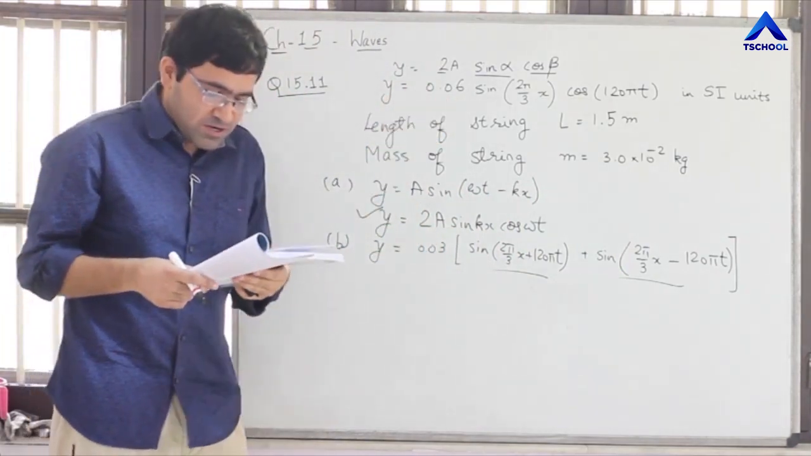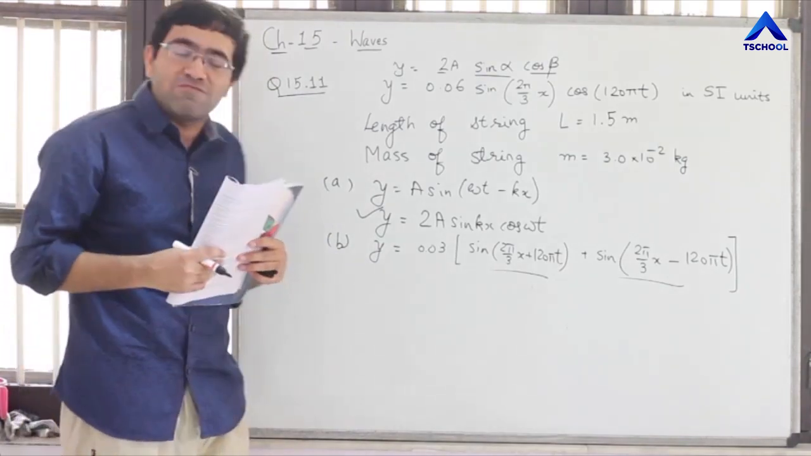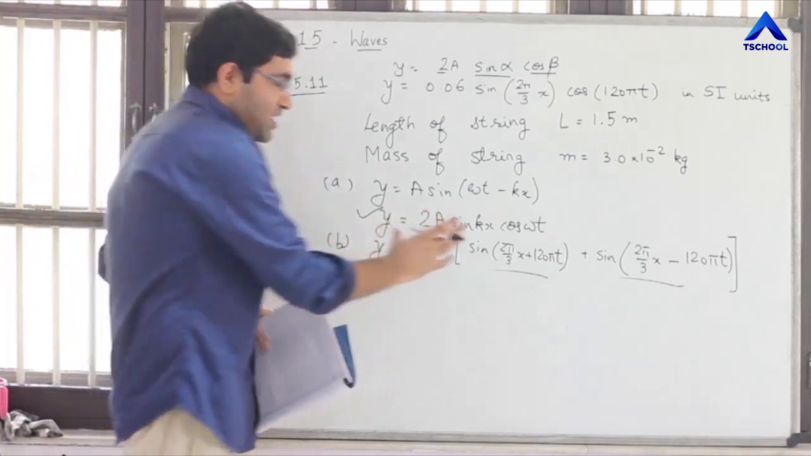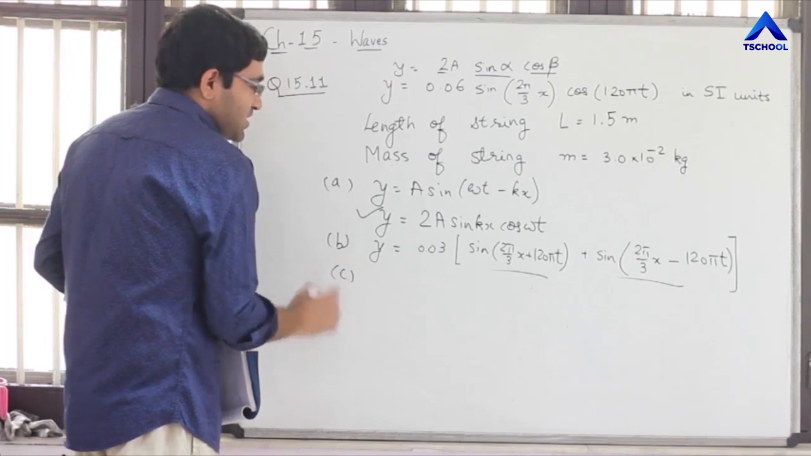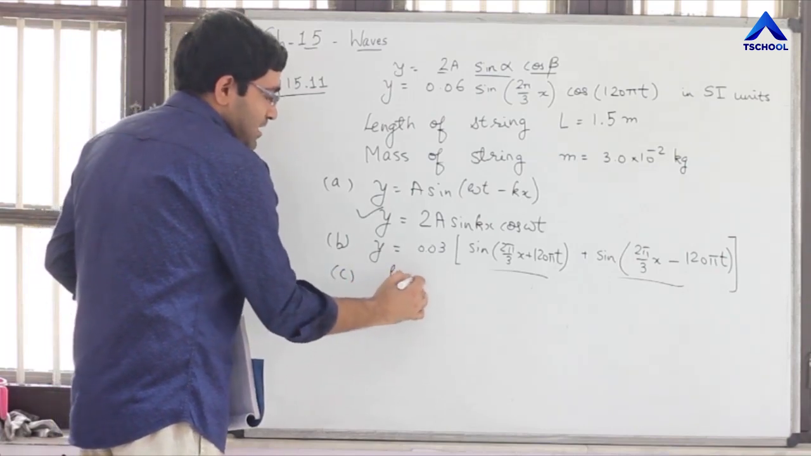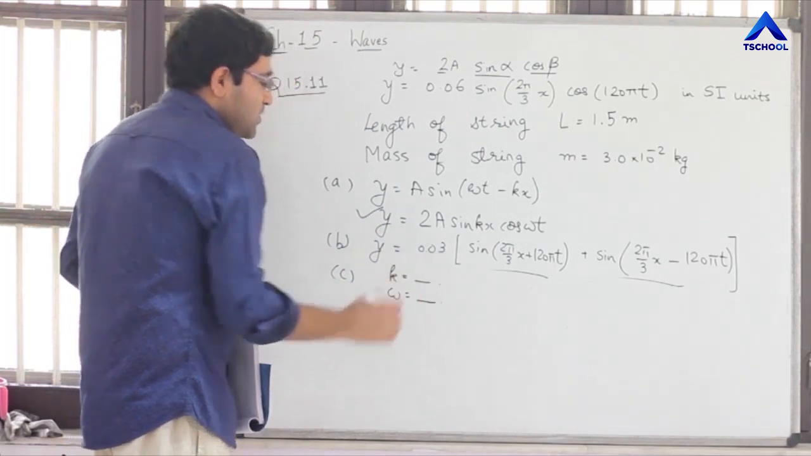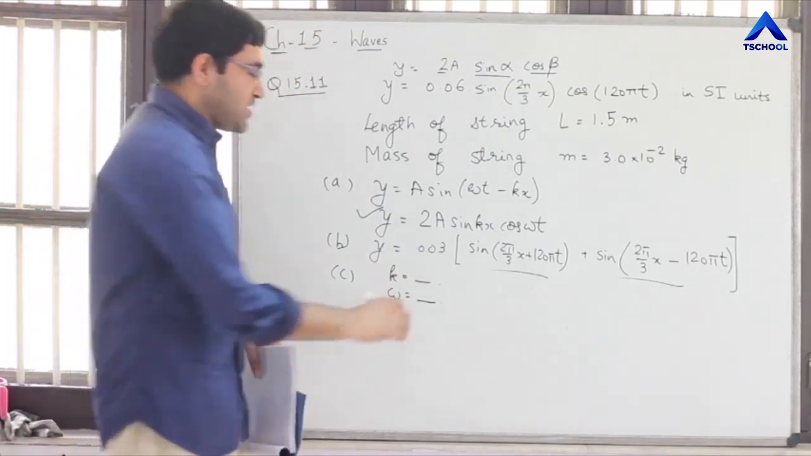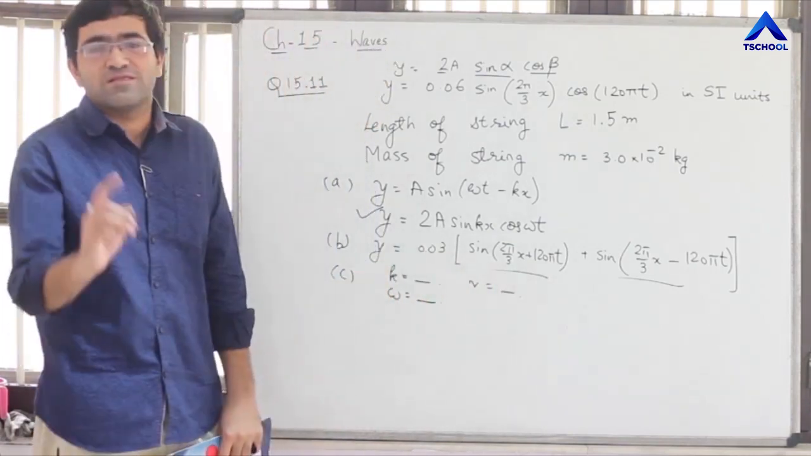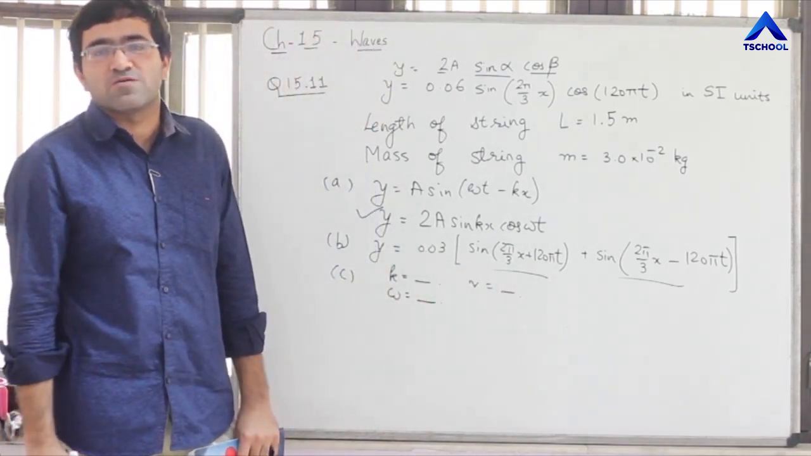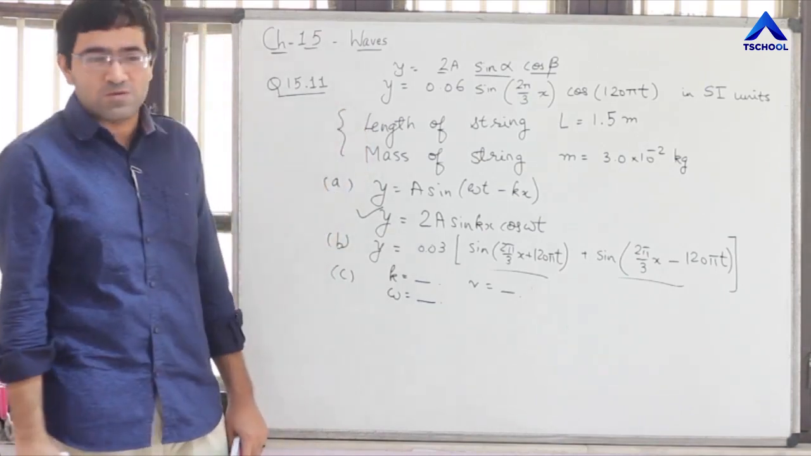Okay, the third part. C, determine the tension in the string. Now this one I'm going to leave for you. You can analyze the equation of this travelling wave, and I'm sure you can easily find out quantities like k, the propagation constant, and omega. Once you find out what is k and what is omega, finding v, the wave velocity, should not be a problem. And then that is how you can find out the tension in the string using the length of the string and the mass of the string.